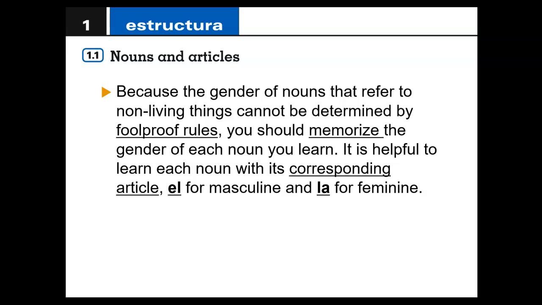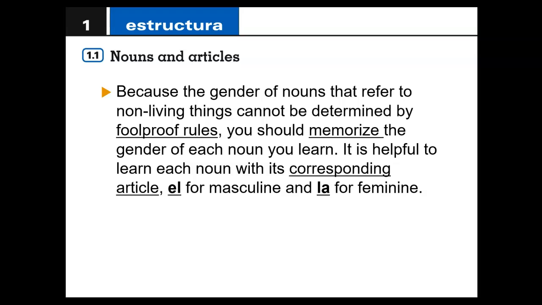All right, so because the gender of the nouns that refer to non-living things cannot be determined by foolproof rules, you should memorize the gender of each noun you learn. It is helpful to learn each noun with its corresponding article, el for masculine and la for feminine. Non-living things, like I said, chairs, pencils, sometimes we can't determine, so it's better if you memorize. And memorization is key to being successful in Spanish class.